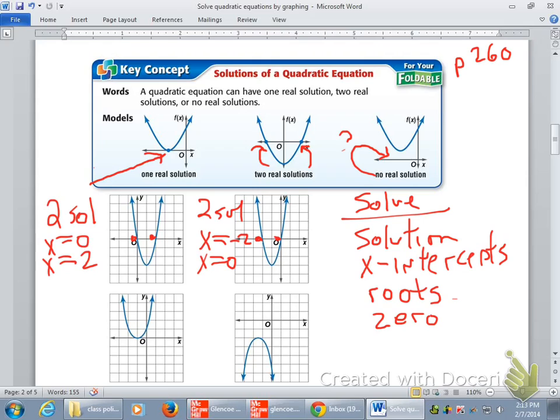And what about this one on the bottom left? One. Appears to be only one. Kind of hard to tell. We'd have to really zoom in to be certain. But it looks like there's one. And what is that solution? Negative 1. It is negative 1. And what about this guy over here? No. Okay, there are no solutions. And I know most of you know some shortcut ways of writing no solution.